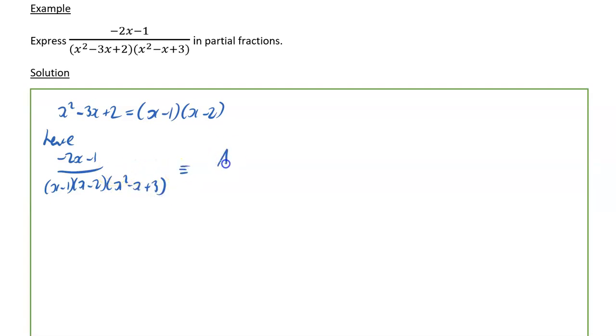And that's going to be equal to a over x minus 1 plus b over x minus 2 plus cx plus d over x squared minus x plus 3. Okay, it's just messy this, but it's not any more difficult. It's just a bit awkward.